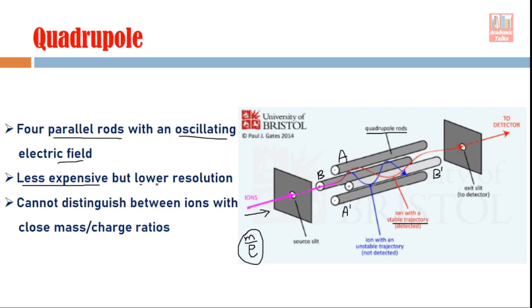But the problem is the resolution is not that good. The resolution is low, and it cannot distinguish between ions with close mass to charge ratio. If you see the table, you will be surprised to see that for many ions or atoms, the difference in their mass to charge ratio is very small, at the second decimal place. Because of that small difference, it becomes very difficult to distinguish them using this particular technique. But the advantage is that it is less expensive.